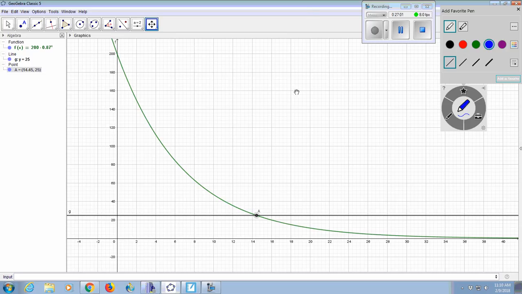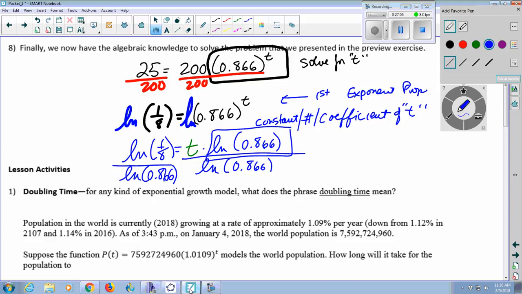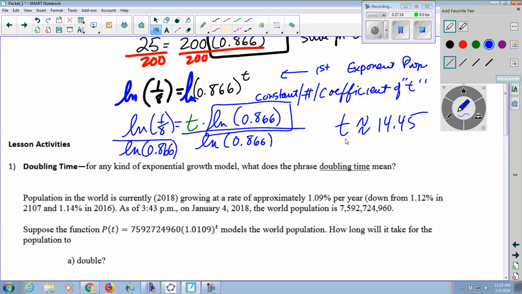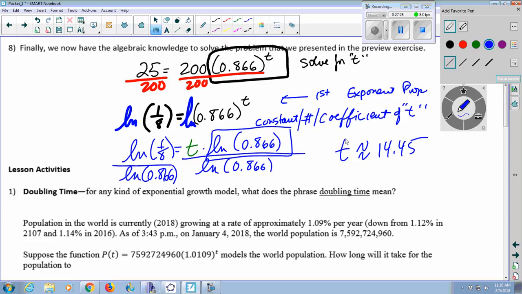Okay. So t, and now you want to say, is approximately 14.45. Because this is the exact answer right here. If I said, give me the exact answer, you would just leave it like this. If I say, give me an approximation, then I'll tell you 1 or 2 decimal places to round. Okay. All right, so that's it for today.